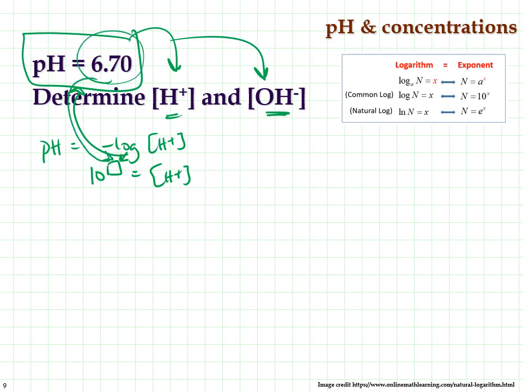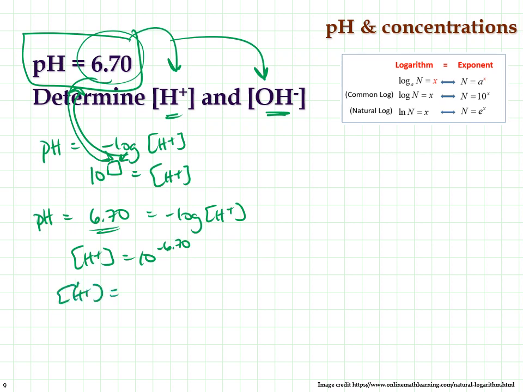So all I'm going to do is take that pH and put it back into its exponent spot. If the pH is equal to 6.70, and this is the negative log of the hydrogen ion concentration, then if I make this the negative exponent on a 10, I'm going to have my hydrogen ion concentration. H plus will be equal to 10 to the negative 6.70 power. And I can plug that into my handy-dandy calculator, 10 raised to the negative 6.7 power.